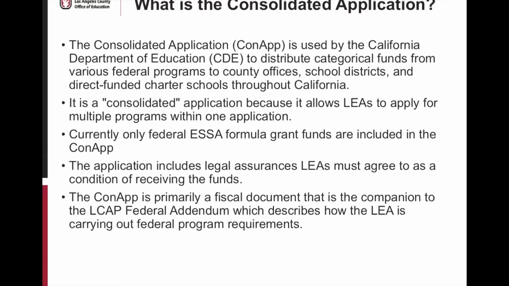The CONAP is primarily a fiscal document. It does have program implications, and it's a companion document to the LCAP Federal Addendum. And the LCAP Federal Addendum includes narrative responses about how the LEA is carrying out federal program requirements. The consolidated application includes primarily fiscal, but also some program reporting on those areas.